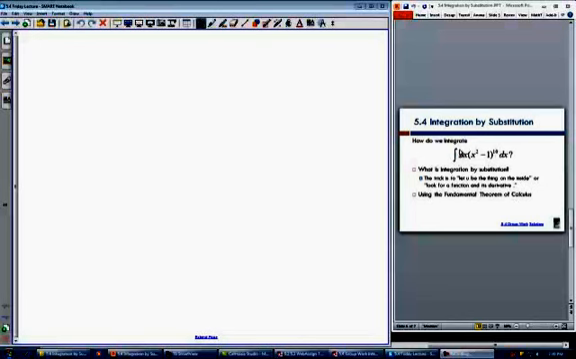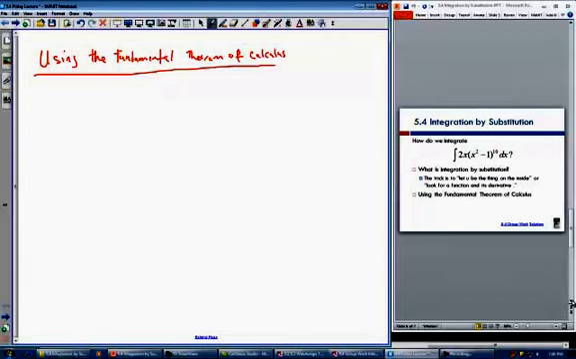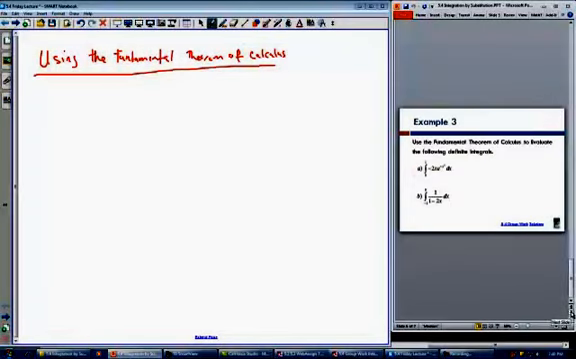So using the fundamental theorem of calculus. And let's just do an example of how this works with using substitution and the fundamental theorem to do a definite integral. So here are some examples.